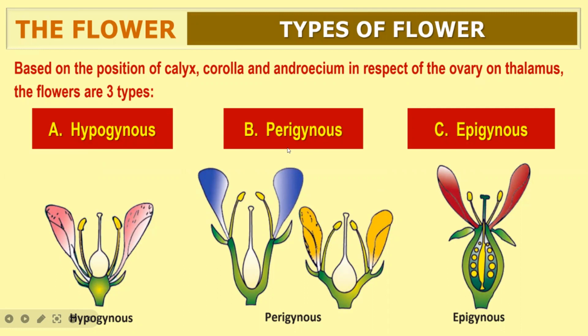What is perigynous? It's in the middle. The ovary is in between. Epigynous, you can see clearly, is above. These 3 are all above, and the ovary is down. Perigynous is in between. Hypo means the ovary is above. Peri means the ovary is at the level of the androecium, calyx, and corolla. And epigynous means the ovary is below the calyx, corolla, and androecium. So these simple definitions are there.